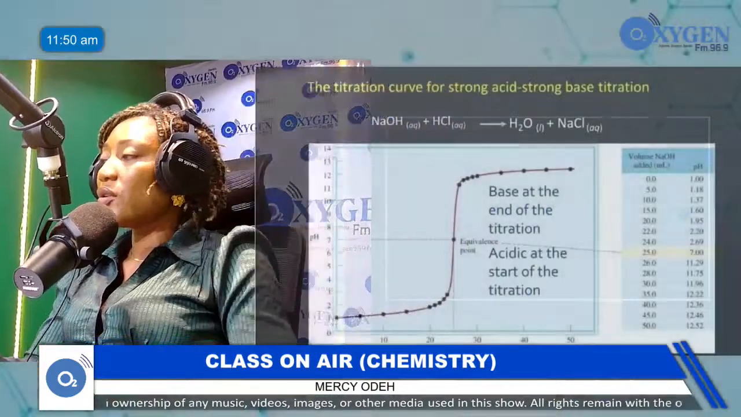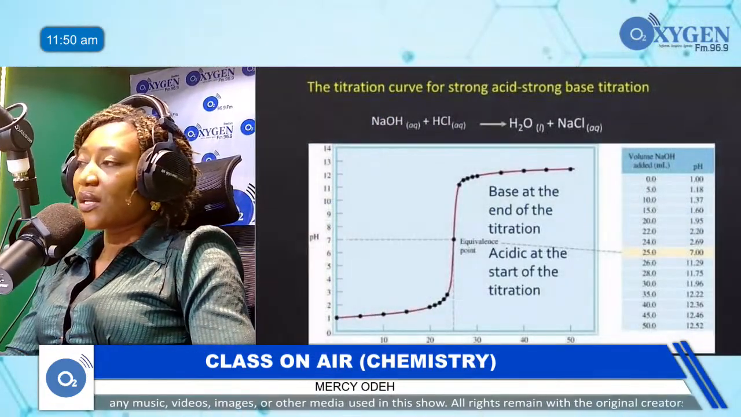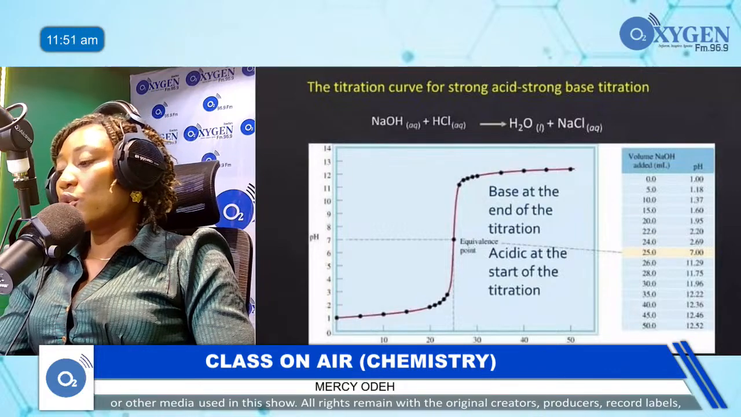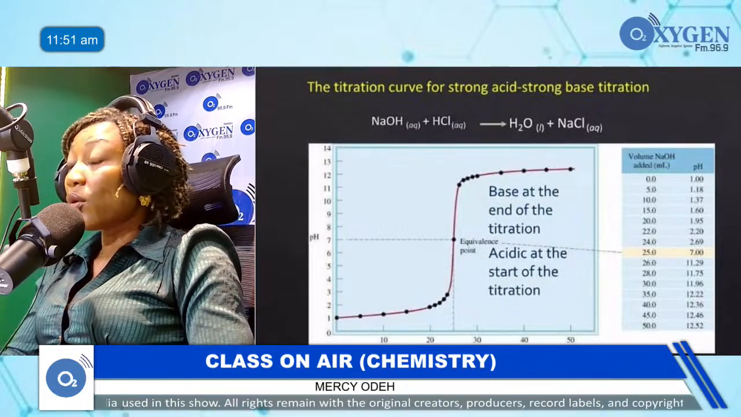But then it depends on the titrant. The titrant is the solution of unknown concentration. If it is the acid that is the titrant, then I will advise you make use of phenolphthalein. If it is base that is the solution of unknown concentration, you make use of methyl orange.